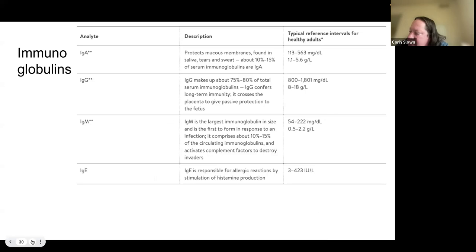So this is going to depend on the human, but there are immunoglobulins that are really important. They serve a variety of purposes. So IgA, for example, protects your mucous membranes, whereas IgG, which is about 80% of your immunoglobulins, is part of your immune system. IgM is the largest, but often is in response to infection, and IgE is very commonly responsible for allergic reactions.